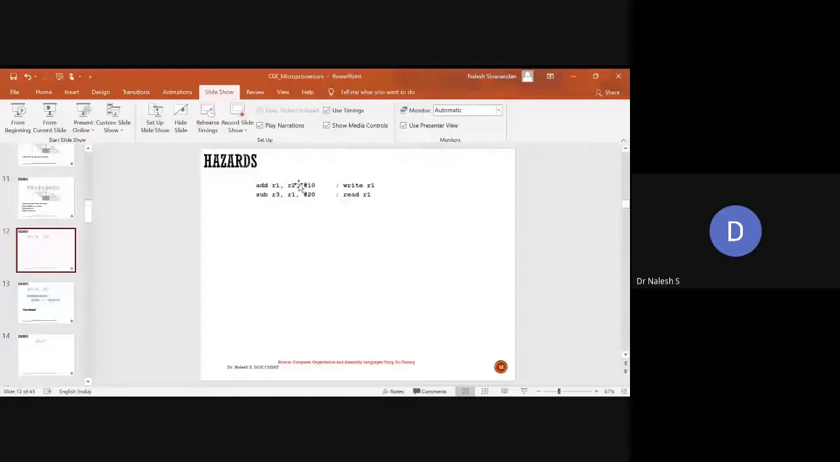Let's look at another hazard. Let's look at these instructions. You have an instruction add R1 and R2. This means that you have to add R1 and R2 and write the output to R1. The second instruction is subtract R3 from R1. So R1 plus R2 written to R1, then R3 minus R1 has to be executed. If you see here, you have to write the result to R1, and that has to be read to do the subtraction.